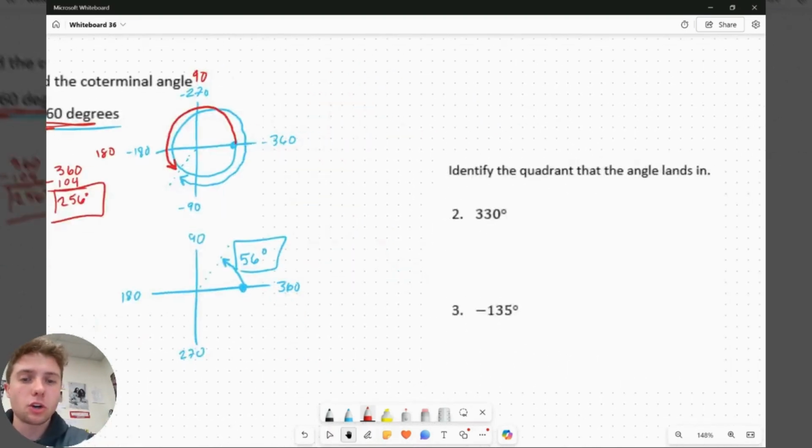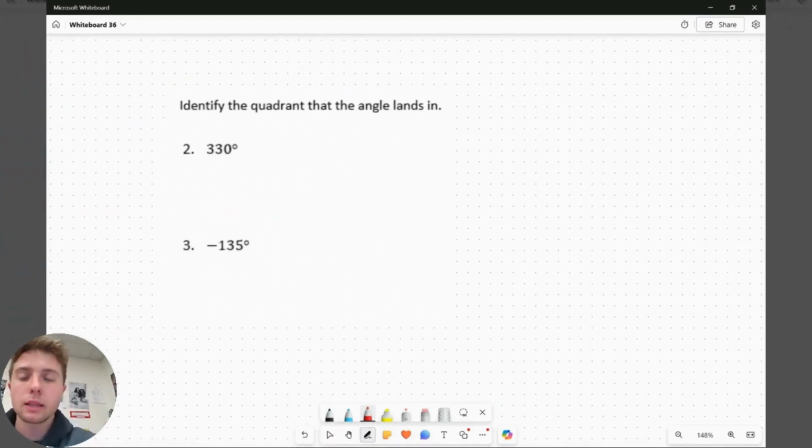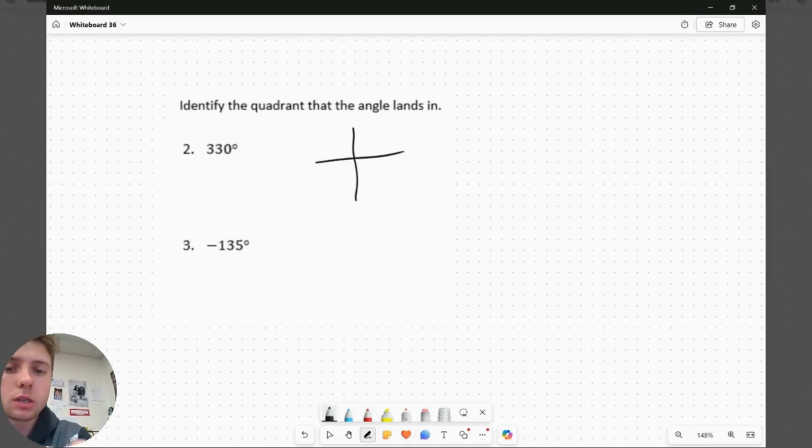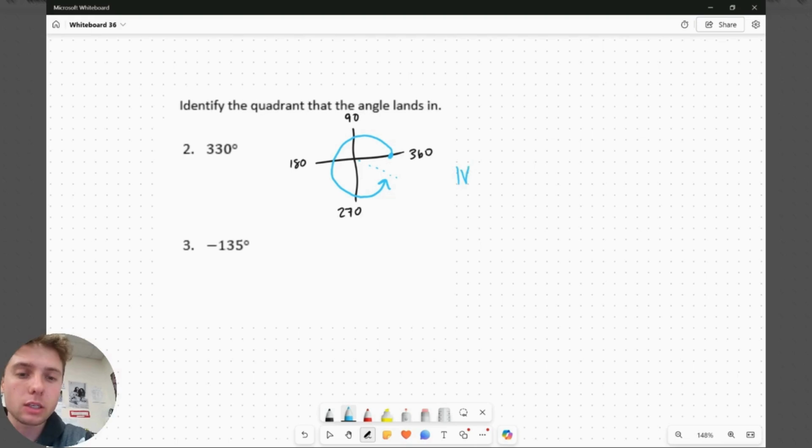That is coterminal angles. Let's go ahead, let's look at another idea here where we just want to identify the quadrant the angle lands in. Again, it's good to note that every 90 degrees is kind of the next axis that you get to. For example, 330, that's more than 90, that's more than 180. That value lies between 270 and 360. I know this quadrant is quadrant 4.